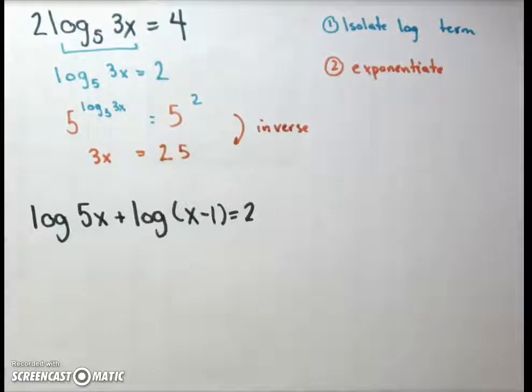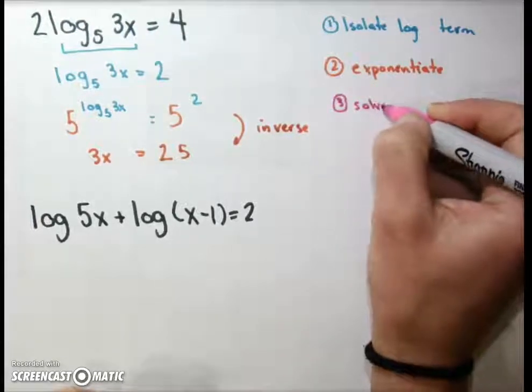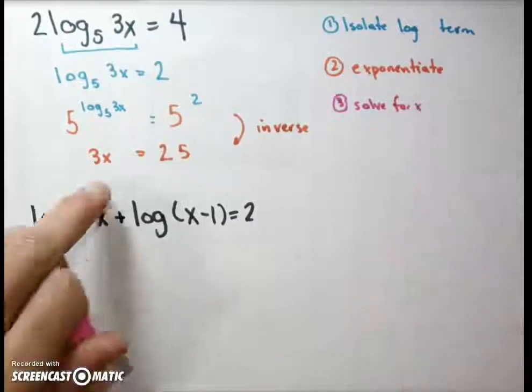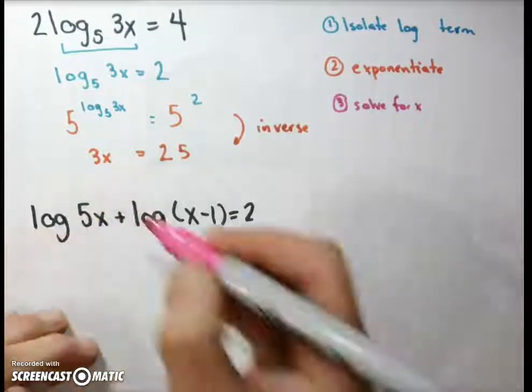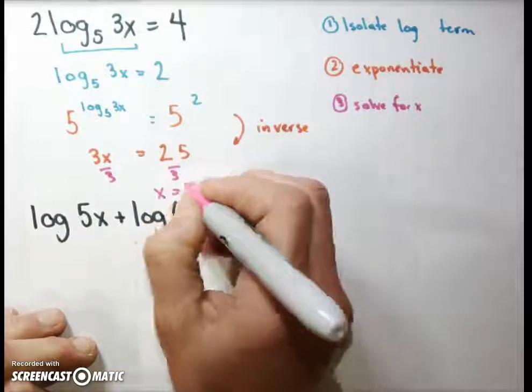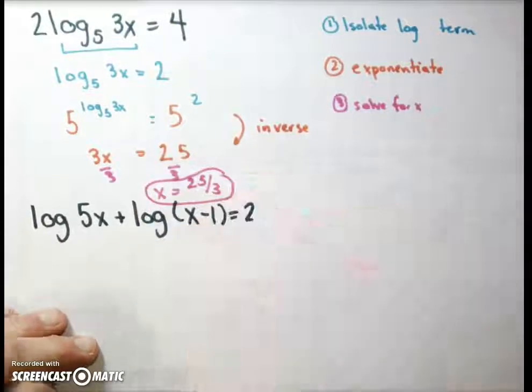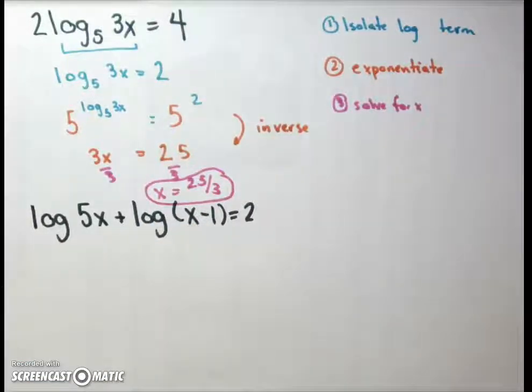And now I have to do one more step, which is just to solve for x. I do that by dividing both sides by 3, and I end up with x equals 25 over 3. So it's not so bad.